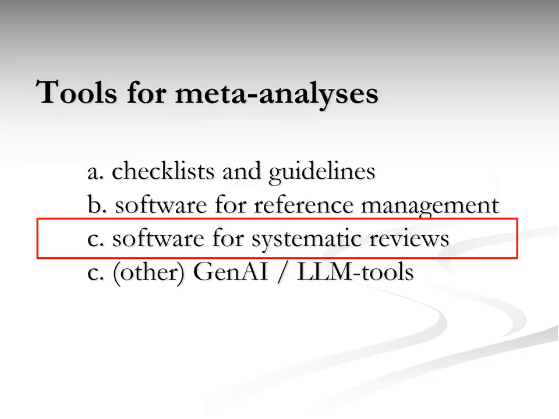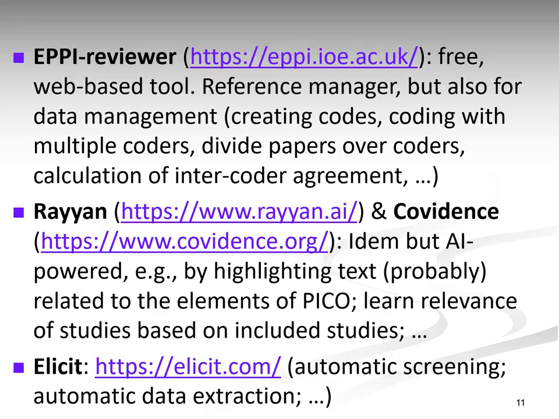There is also software that is specifically developed for systematic reviews. One such tool is Covidence. This web-based tool can also be used to manage the references, but it's also a very helpful tool for organizing the data extraction with multiple coders. You can create codes, divide the papers over multiple coders, let each coder code the papers in a web-based form, calculate inter-coder agreement, and so on and so forth.